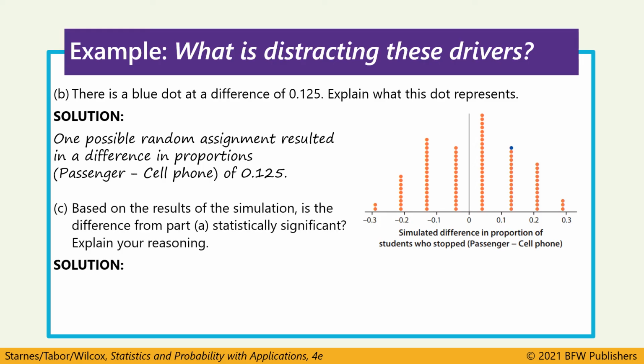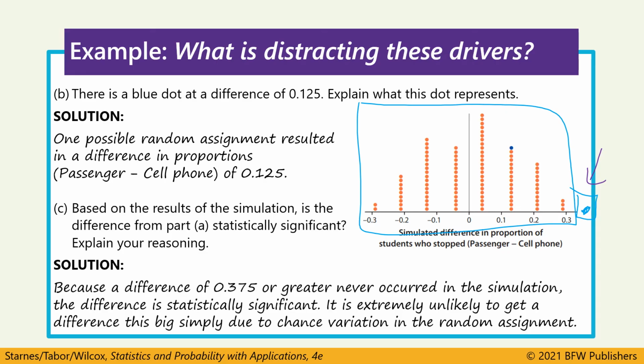Part C, is the result from part A statistically significant? What do we think based on this graph? Well, the difference that we saw in part A was 0.375. That's out here. That's higher than literally every simulation that we did, all 100 of them. So the result that we got based on the experiment was higher than every single simulation that we ran. That's telling us that this is a statistically significant result. It's unlikely to happen just by chance alone due to chance variation in the random assignment.